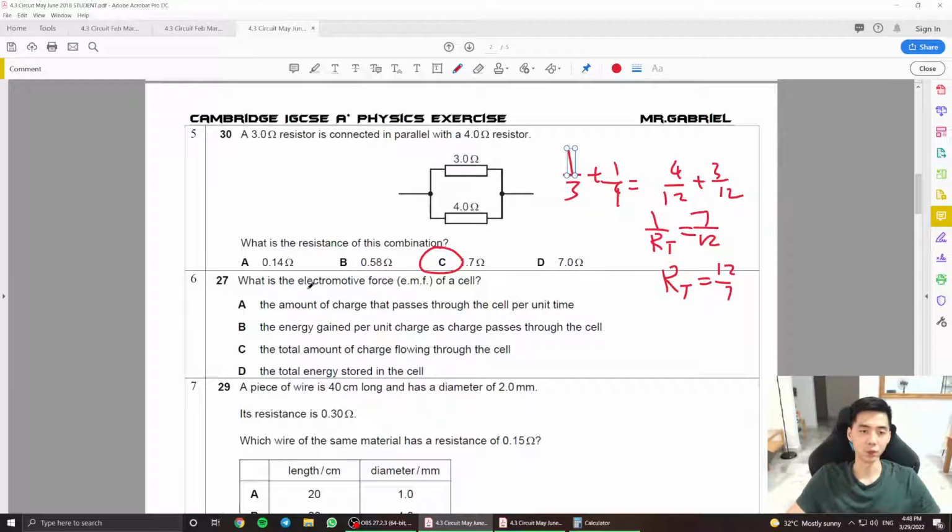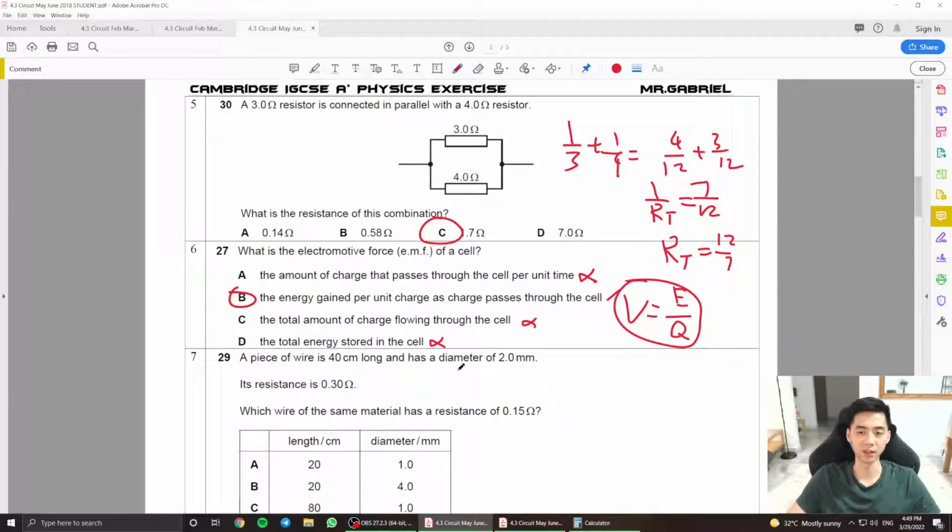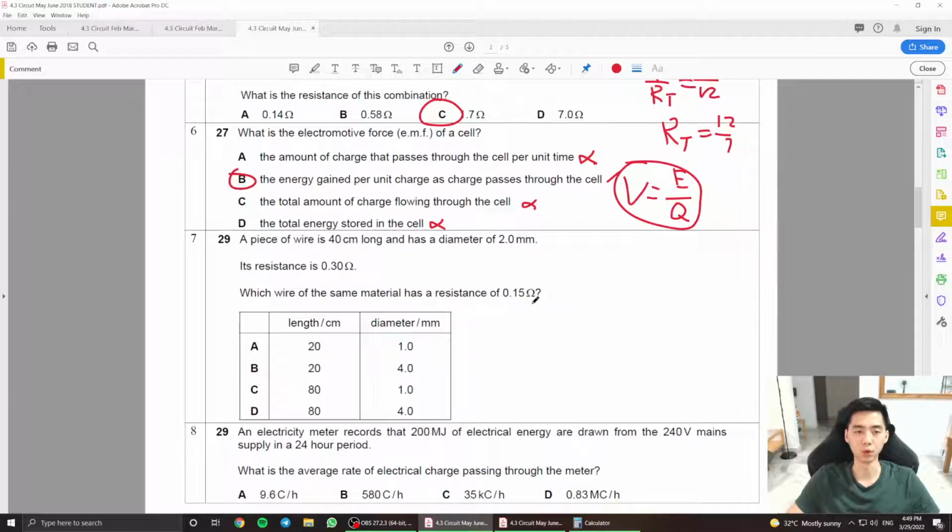Question 6, what is electromotive force? Like I mentioned, you can use it according to the formula. Electromotive force is the amount of energy needed to drive 1 coulomb of charge around the circuit. The amount of charge that passes through a cell? The energy gain per unit charge, this could be logical. The total amount of charge flowing through the cell? The total energy stored in the cell? No, the only one that is more logical is B, which tallies most with the equation.